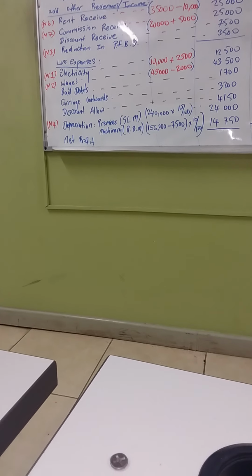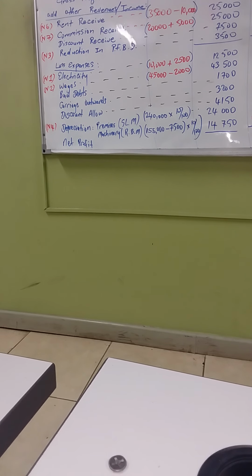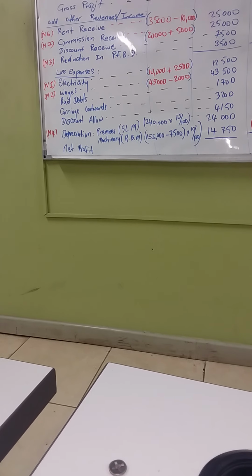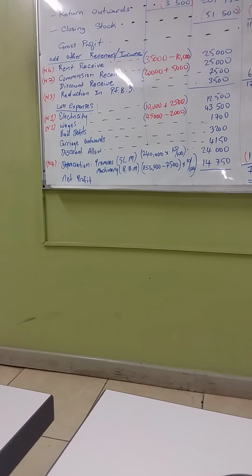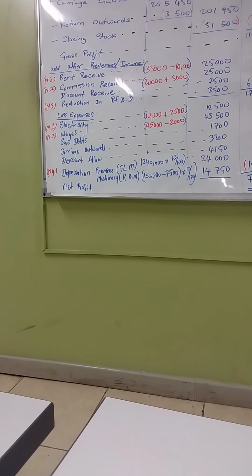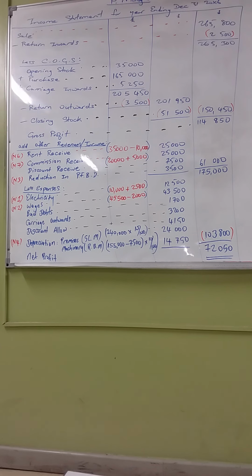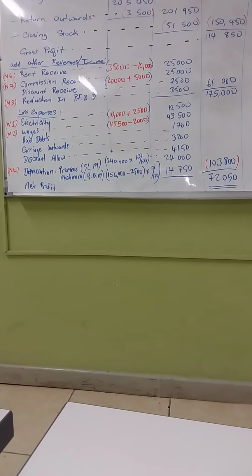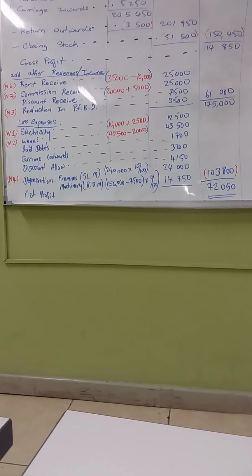Next we have our wages. Wages in the trial balance was 45,500. Alright? So wages in the trial balance was 45,500.